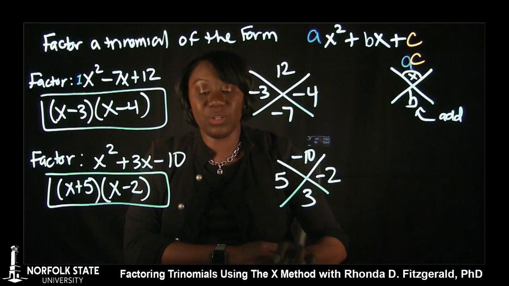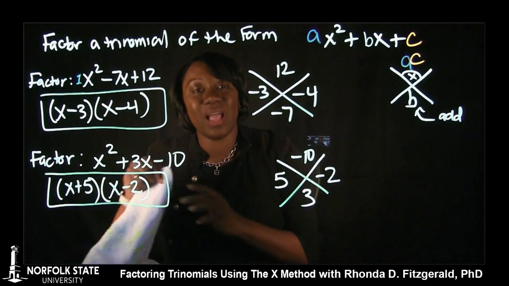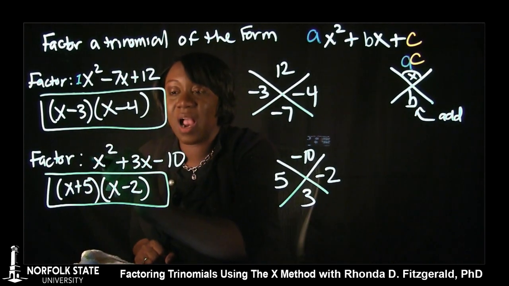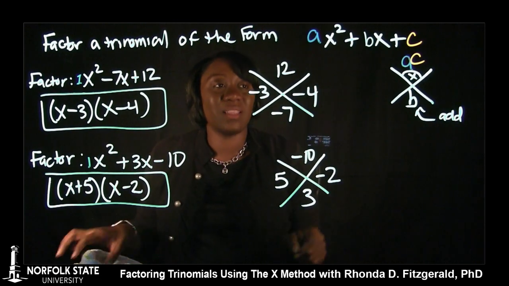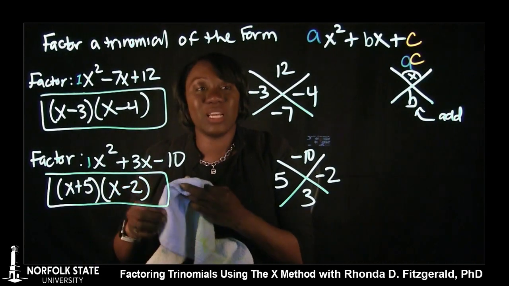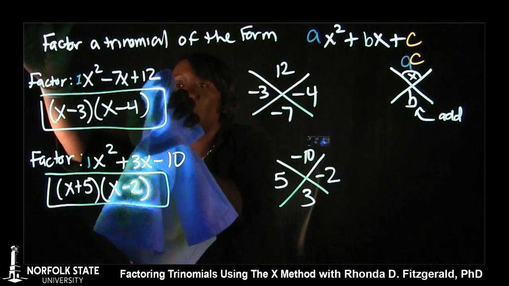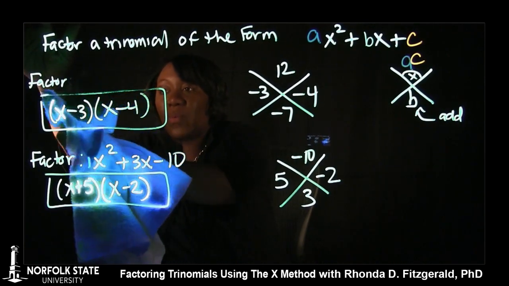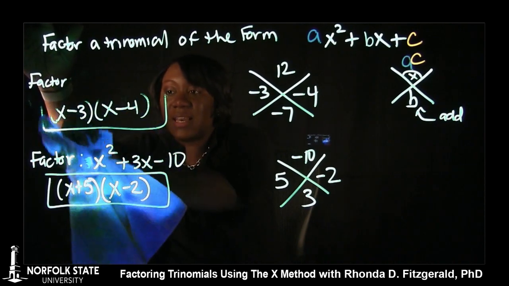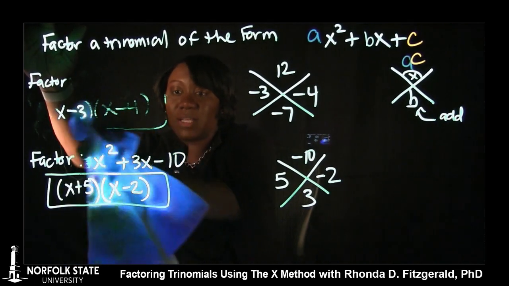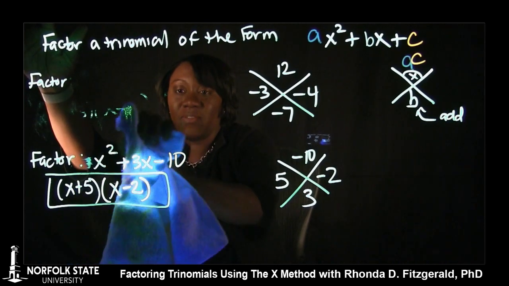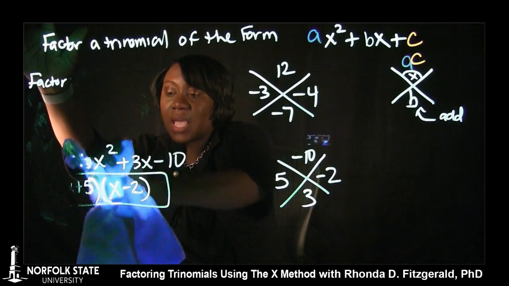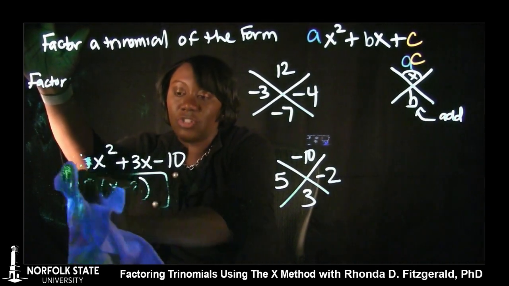Now let's look at what happens when our leading coefficient is not 1. Notice in both of these cases, our leading coefficient was 1. So how do we factor using this X method when the leading coefficient is not 1? Let's see. So let's erase this, and we'll look at 2 examples here, and then I think you guys should have it.